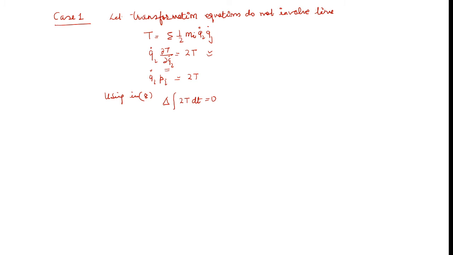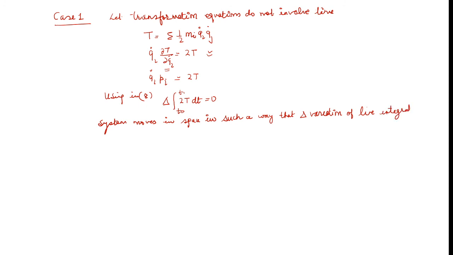It says that the system moves in space in such a way that the delta variation of the line integral, from t0 to t1, of twice the kinetic energy is 0. Right?